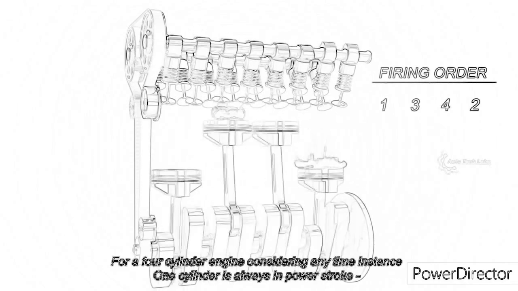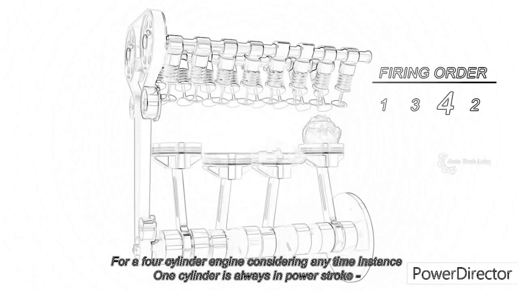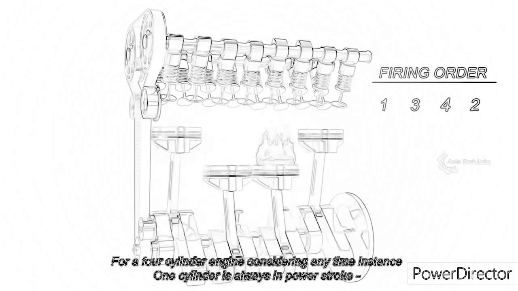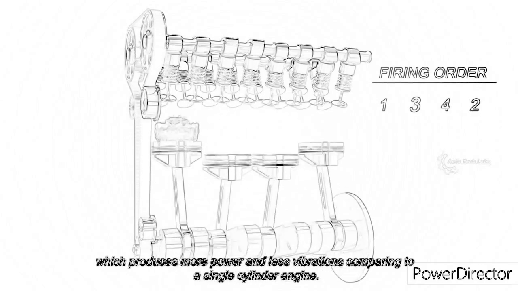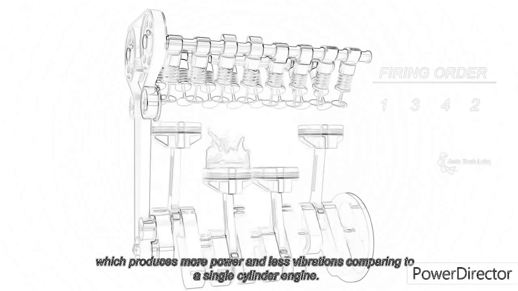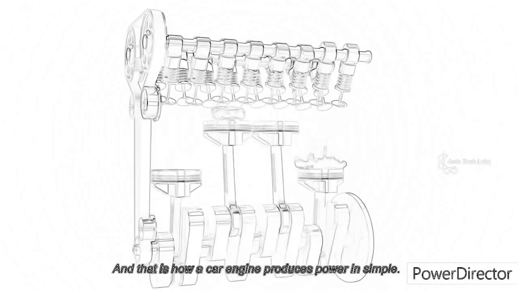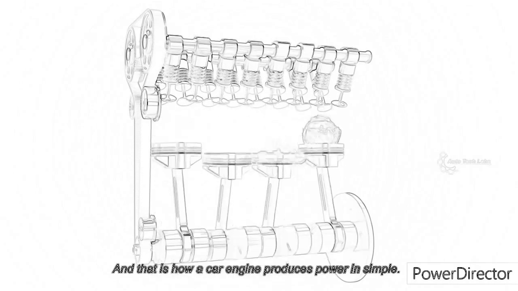For a 4-cylinder engine, at any time instance, one cylinder is always in power stroke, which produces more power and less vibration compared to a single-cylinder engine. And that is how a car engine produces power, in simple terms.